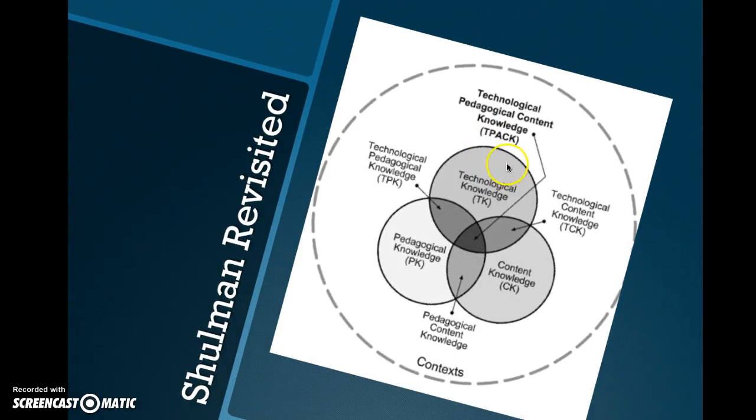And here you can see we have technological knowledge, pedagogical knowledge, and the content knowledge. And this is the area where we start to get all 3. And notice this dotted line around the outside. This is the context within which you teach it. And that's going to be important for us to understand. What is the content and how is it structured?